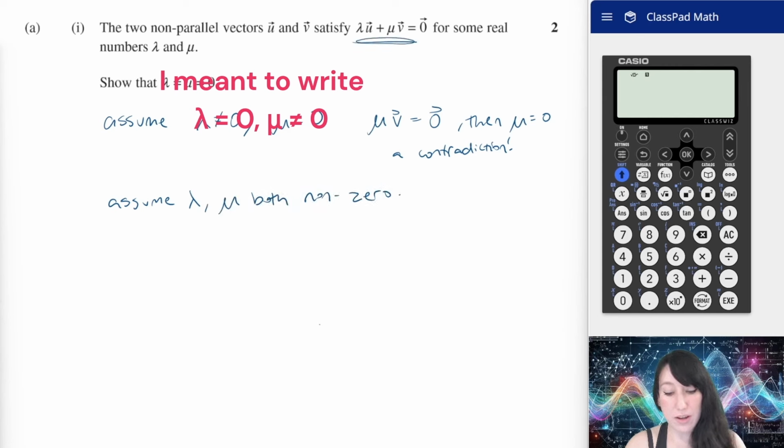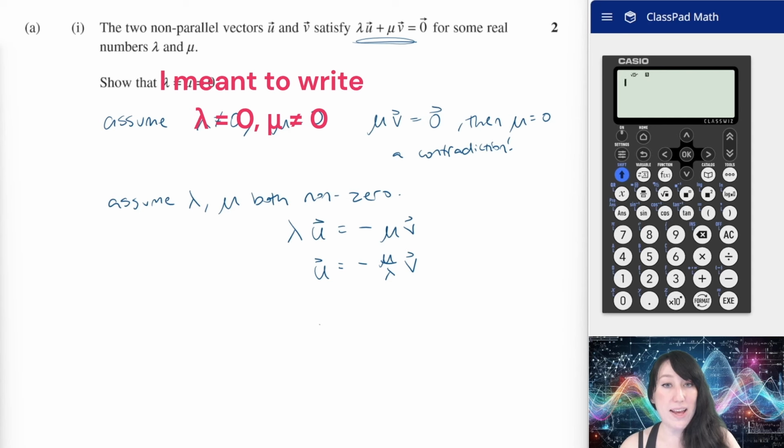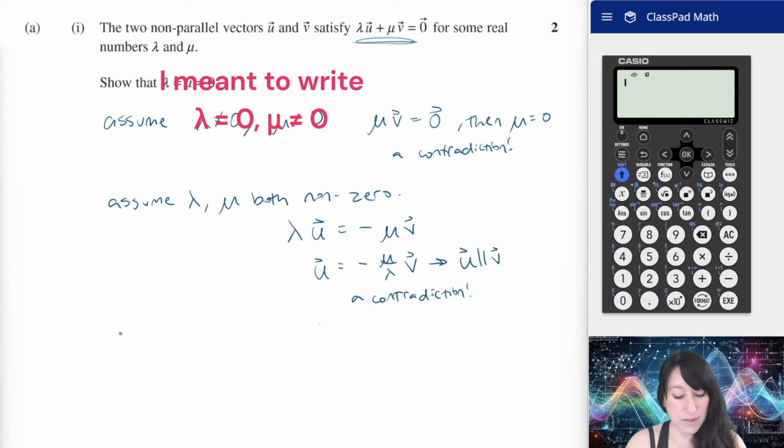Then that equation would mean that lambda times u would equal the negative of mu times v. And then we'd have u is equal to negative mu over lambda times v, which would imply that they're parallel, since one is a scalar multiple of the other. But that's a contradiction because u and v are non-parallel vectors. Therefore, we can conclude that if that equation is true, both lambda and mu have to be 0.